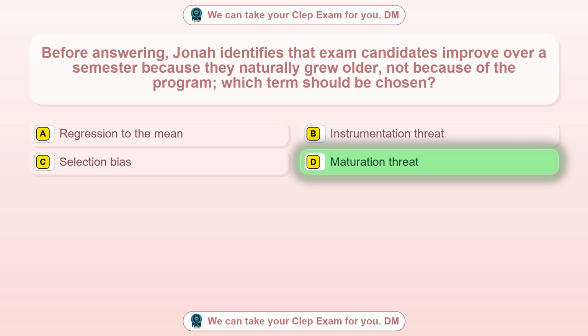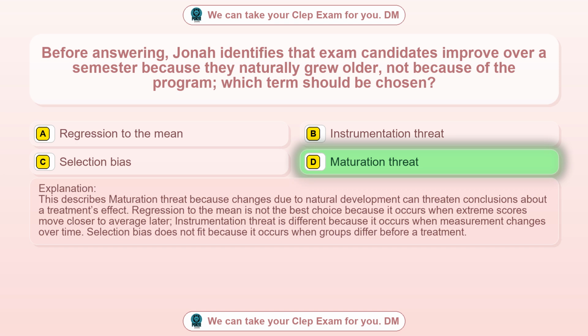Maturation threat. This describes maturation threat because changes due to natural development can threaten conclusions about a treatment's effect. Regression to the mean is not the best choice because it occurs when extreme scores move closer to average later. Instrumentation threat is different because it occurs when measurement changes over time. Selection bias does not fit because it occurs when groups differ before a treatment.